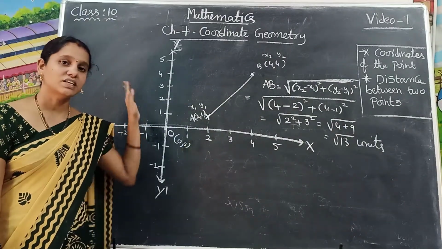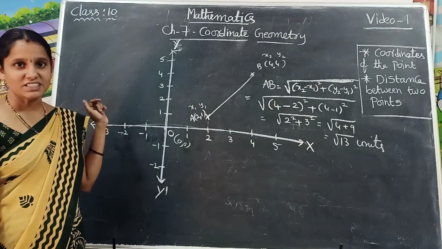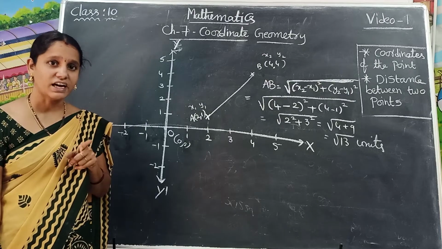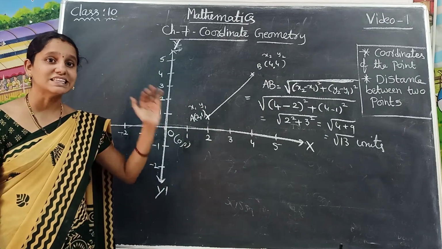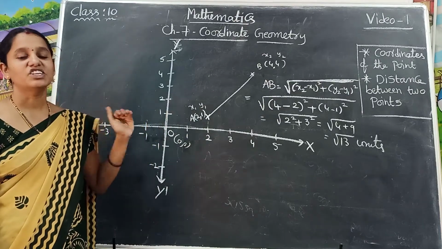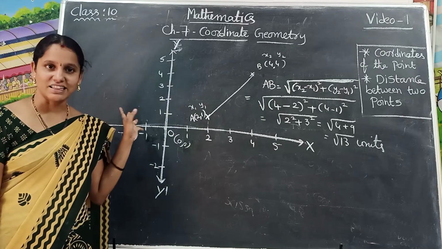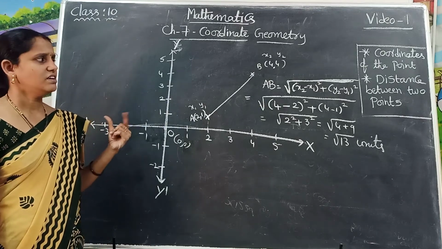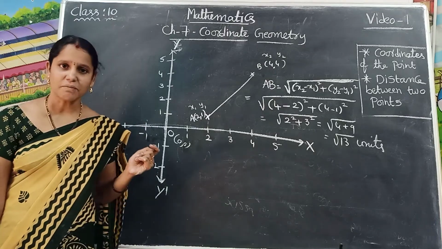Can we find root 13 units by using the scale? No, we can't. That's why whenever we find the distance between 2 points in the Cartesian plane, we should not use any scale. So like this we can find. This we can also find by using the Pythagoras theorem.